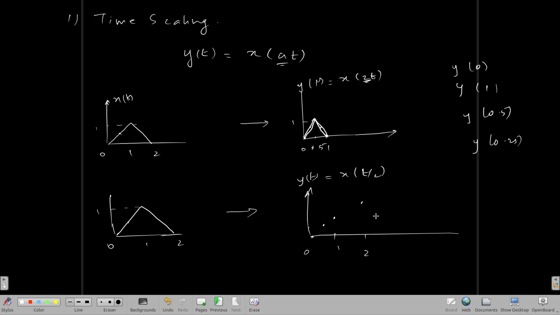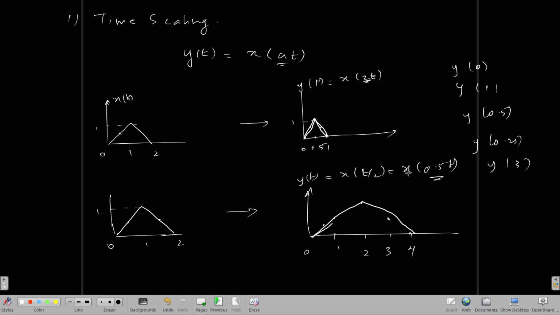What is x of y of 3? Y of 3 is x of 1.5, whatever is coming here, and this will be x of y of 4, which will be x of 2. So I think you get an idea right here, that is we are stretching it out. Let me rewrite this as x of 0.5t.